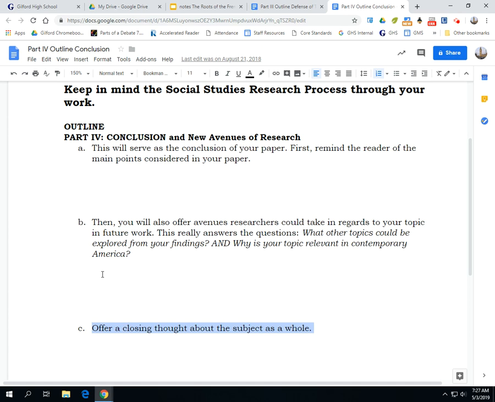Your paper is split into 4 sections. Part 1 is your introduction, which is broken apart in the first tutorial. Part 2 is your historical evolution, which was the second tutorial, the 5 points that led you to the thesis you're developing. Part 3 is the defense of your thesis, which is the type of writing we've been doing all trimester in this class. And part 4 is the conclusion, where you conclude all of your main points, offer new avenues of thoughts, and give a closing thought about the topic as a whole.